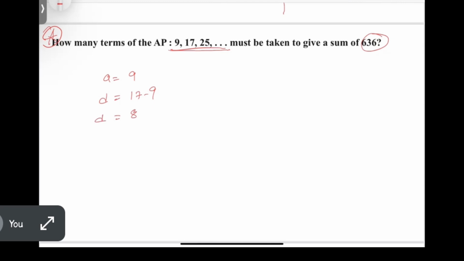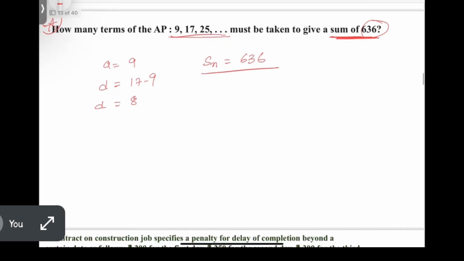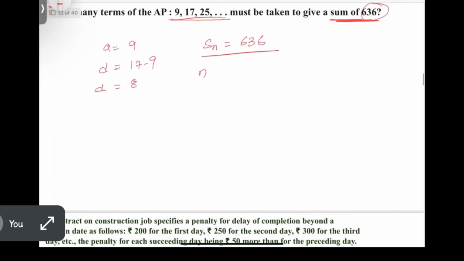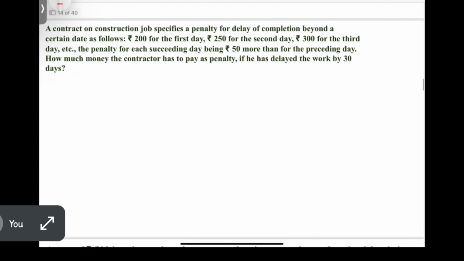And here the sum of the terms, Sn, is given as 636. So you try this one, okay? I'll leave that for you. You put the value in the formula, n divided by 2 and so on, like that. So I'll just leave that for you, and let's try a real life problem.